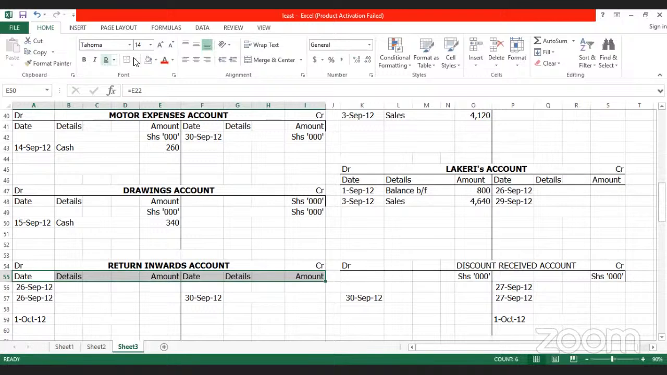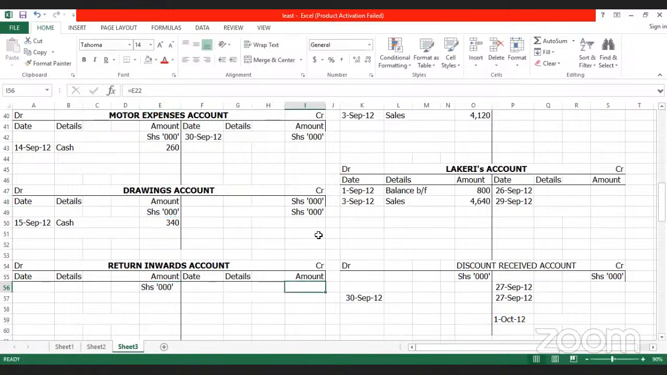So which entries do we make? If customers return goods, how would we record that transaction? Which account is debited and which account is credited? What happens to the customers' accounts? Do we debit them or credit them? The customer's account is credited, then the return inwards account is debited. That's fantastic. On which date?